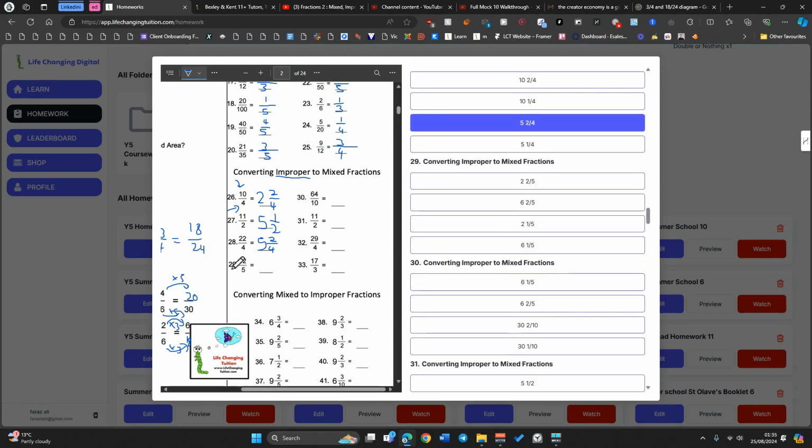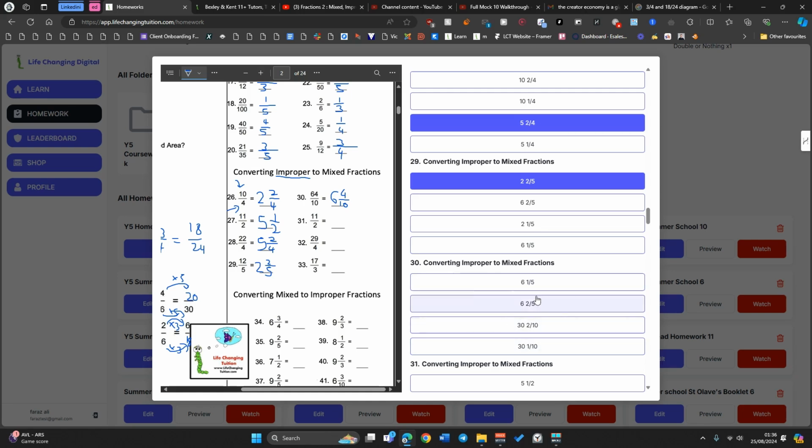29. How many times does 5 go into 12? 2 times, so that's going to be 2 here. And we have 2 left over again, and then we have 5 over here. So 2 over 5. Okay, question 30. How many times does 10 go into 64? Well, 6 times, so we've got the big 6 here. 4 is left over, and 10 is the denominator. So 6, 4 over 10.